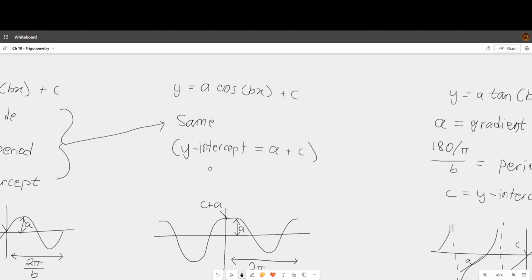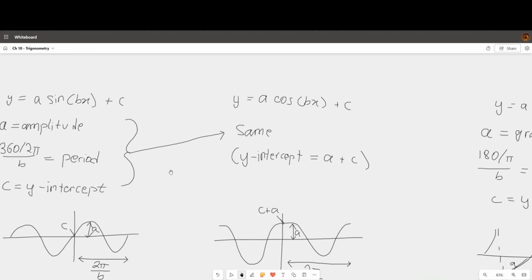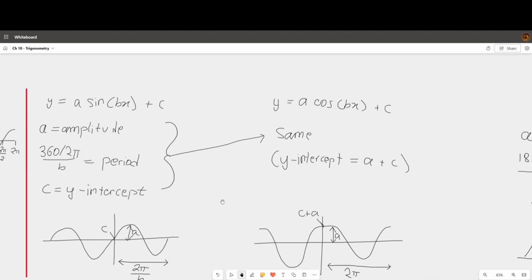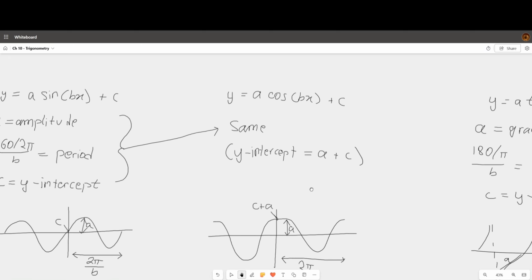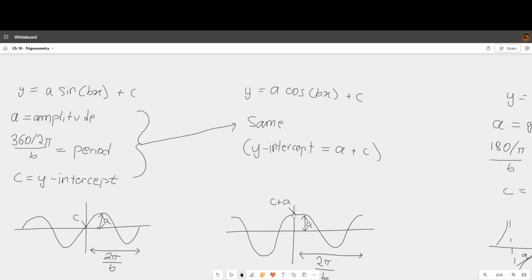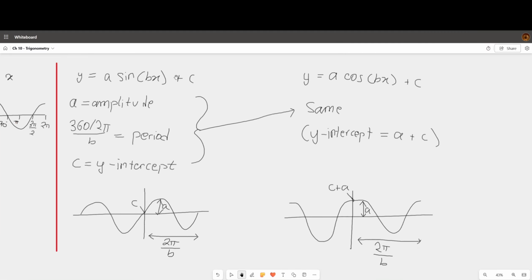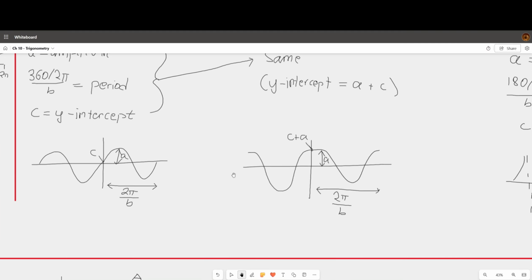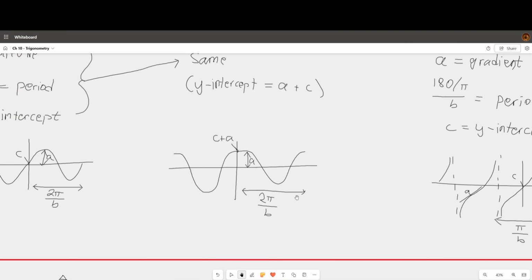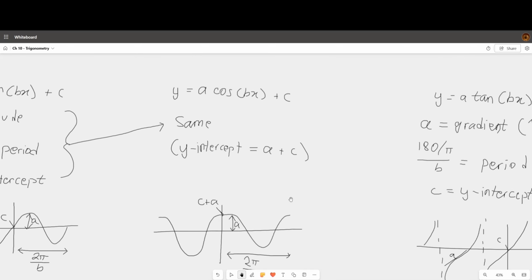If we come over here to y is equal to a cos bx plus c, these two are actually the same. The y-intercept is a little bit different because the cosine of 0 is 1, and 1 times a is just a, so the y-intercept is actually a plus c. Because sine 0 is 0, we only use c. And the same thing here: the period is 2 pi by b, and the amplitude is a.